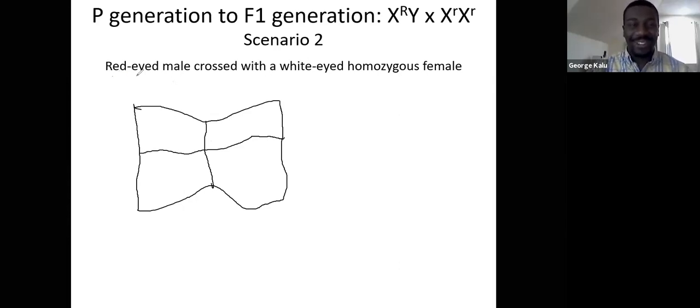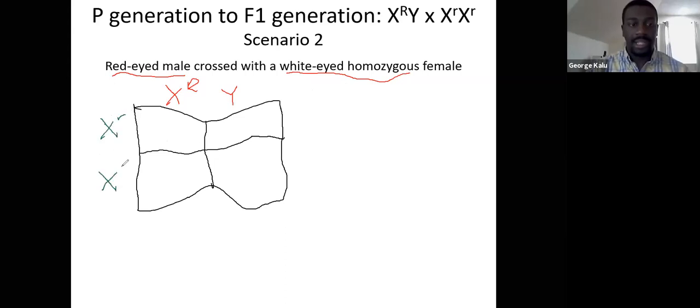Okay, so if we're looking for the red-eyed male, what's his genotype going to be, again, if red is dominant? X big R Y, exactly. So X big R Y, perfect. Now if we have a white-eyed homozygous female, what is her genotype going to be? Right, X little r, X little r. So I'll do this in green. X little r, X little r.